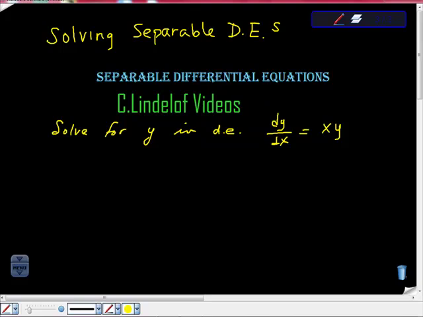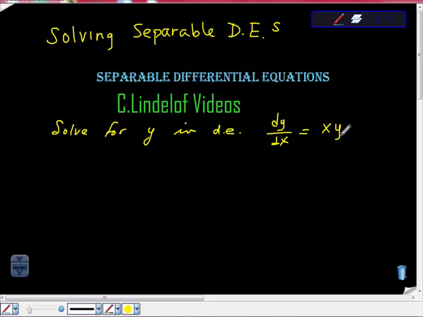Okay, as promised, solving separable differential equations, and this is going to be our opportunity to apply what we just learned, just the simple algebraic part. So here we're asked to solve for y in the differential equation dy/dx is equal to xy. This is what you have to be able to do. You have to be able to look at this and say, okay, I have a separable differential equation, and all I'm going to do is apply some algebra here.